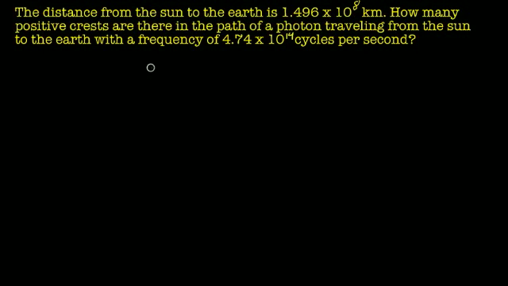Hi, and welcome back. So let's do another one of these final review problems. The distance from the Sun to the Earth is 1.496 times 10 to the 8 kilometers. How many positive crests are there in the path of a photon traveling from the Sun to the Earth with a frequency of 4.74 times 10 to the 14 cycles per second?